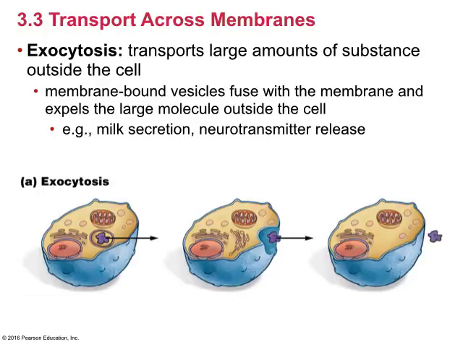And this happens when a membrane-bound vesicle fuses with the plasma membrane and then expels a large molecule or large amounts of molecules outside of the cell, as you can see in the figure there. So this happens during milk secretion, as we looked at in class, and neurotransmitter release in your brain. When neurons fire and release neurotransmitters, those neurotransmitters are released using exocytosis.